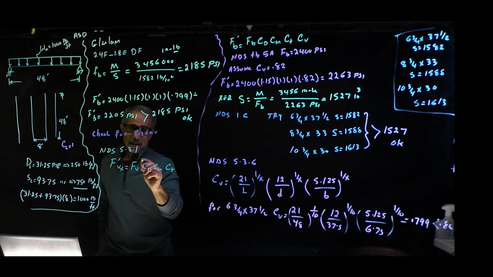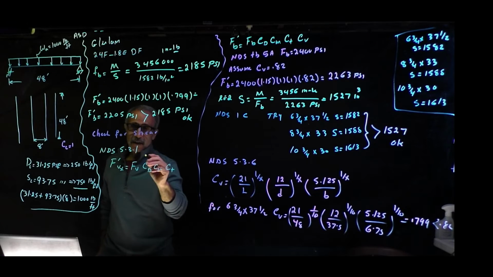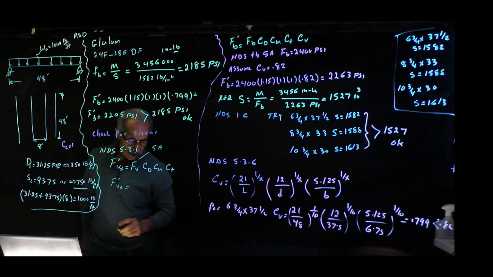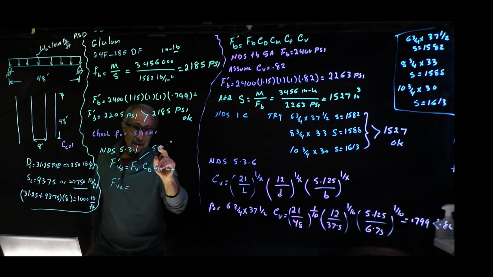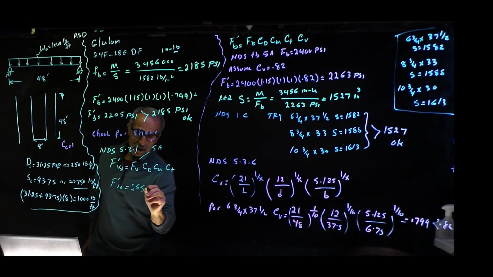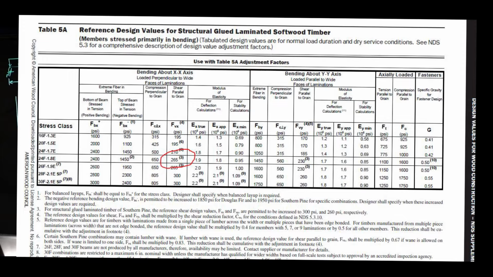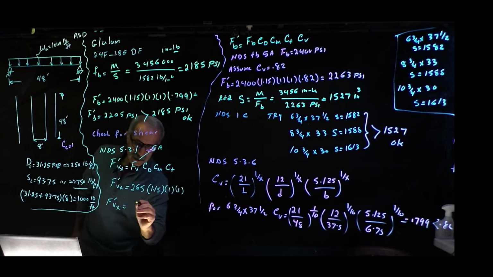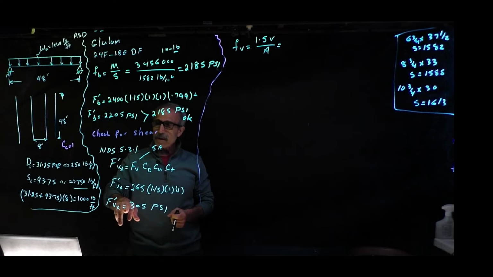And this shear is from table 5A. That's where it comes from. So F prime V X is equal, and that table 5A value is 265. You see that on the board. Times 1.15, you already know that, times 1 times 1. So F prime V X comes out to be 305 psi. So the shear capacity of the beam comes out to be 305 psi.